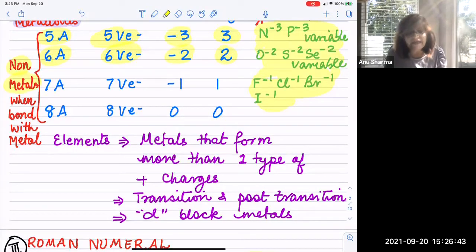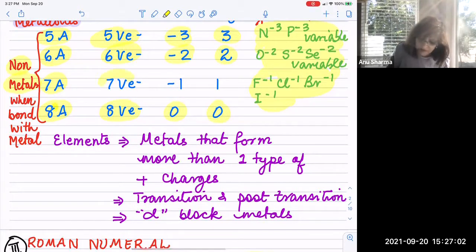So you see that the elements present in group 5A, 6A, and 7A are very close to 8A. And 8A is a noble gas. Noble gases have 8 valence electrons. They are not going to form any bonds or charges, depending upon the conditions.